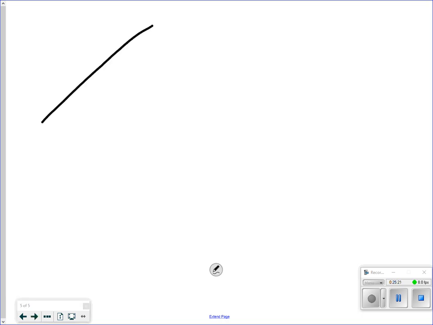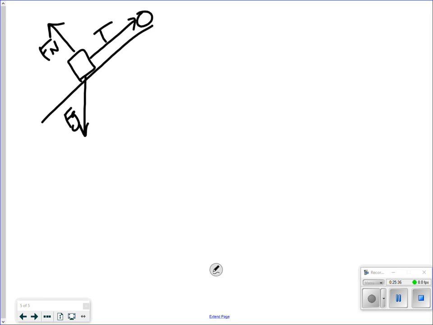I'm going to draw it pretty steep. You should too. I think it helps. Here's your box. Let's put in gravity, normal force. All right, and I'm just going to put a tension force on here. Let's pretend that we've got a rope. Okay, so we've got 3 forces.